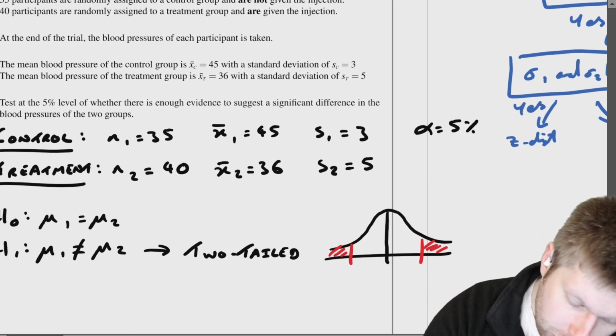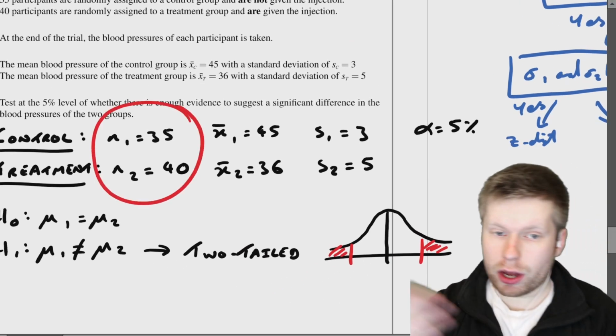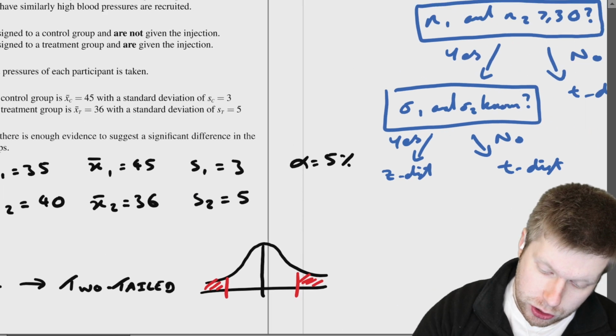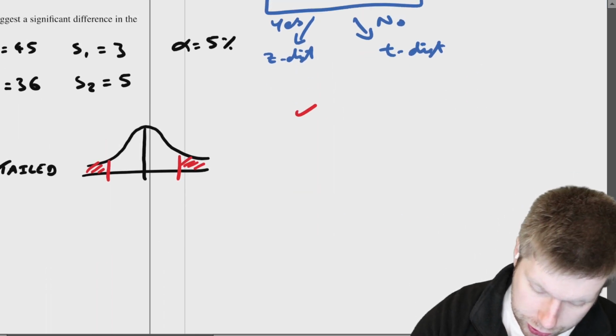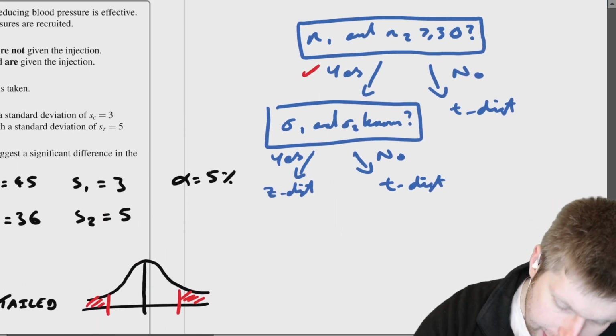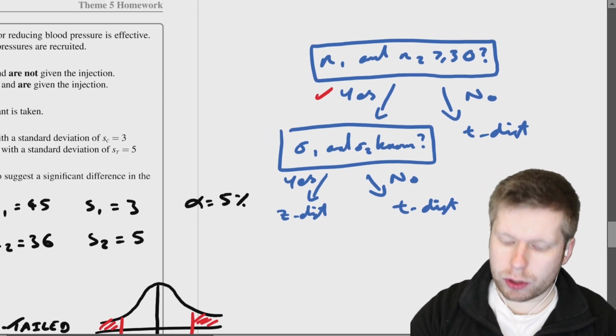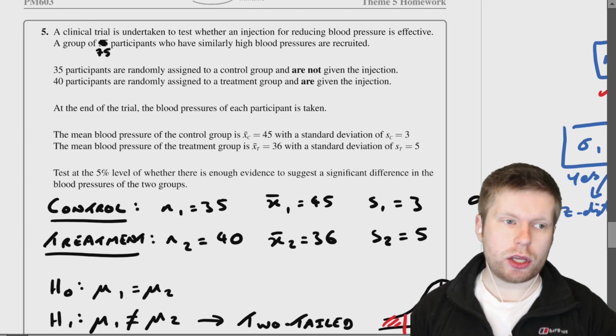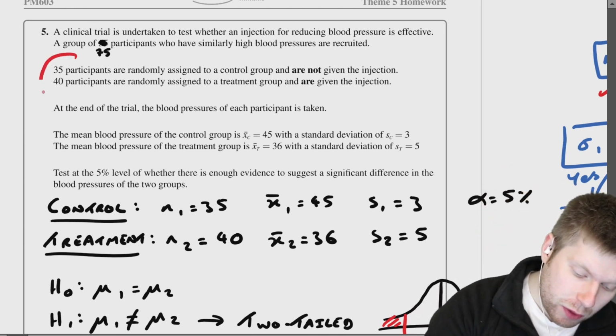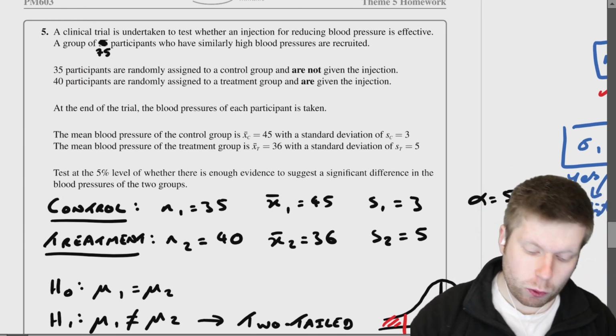Well, first of all, have we got big enough sample sizes? Yes, we have, 35 and 40. So the answer to the first question is yes. But do we know the population standard deviation of both? No, we don't. Okay, this is a treatment, so we're using samples. The only information we've got is about the 35 participants and the 40 participants.